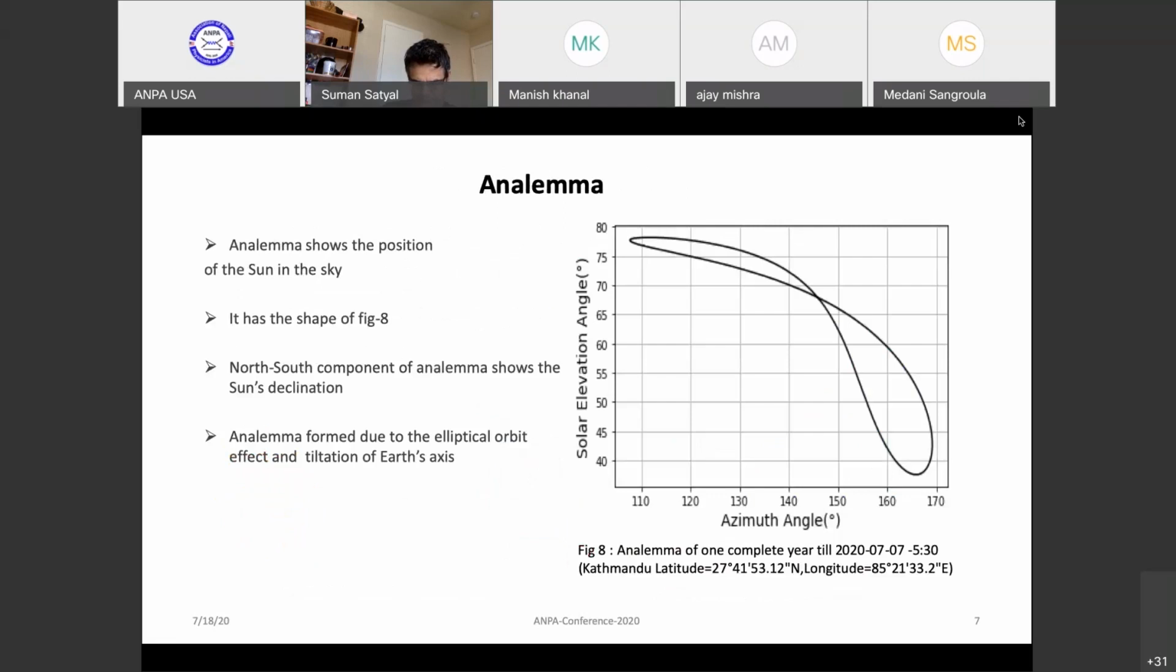Let us discuss the phenomenon of analemma formation. An analemma is the diagram that can be obtained by plotting the azimuth and solar elevation angle. Analemma shows the position of the sun in the sky. The north-south component of the analemma shows the sun's declination. While discussing the causes of analemma formation, we get two types. That means first the elliptical orbit effect and next the effect due to the tilt of Earth.